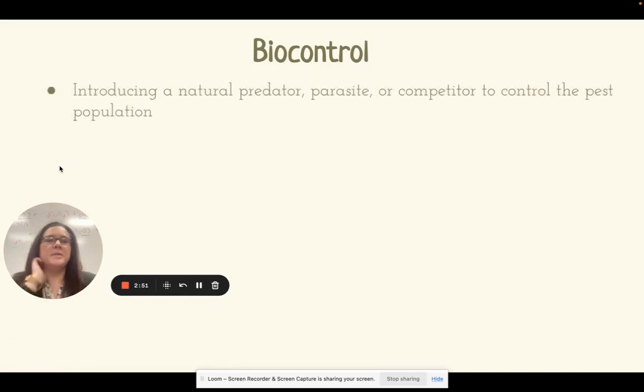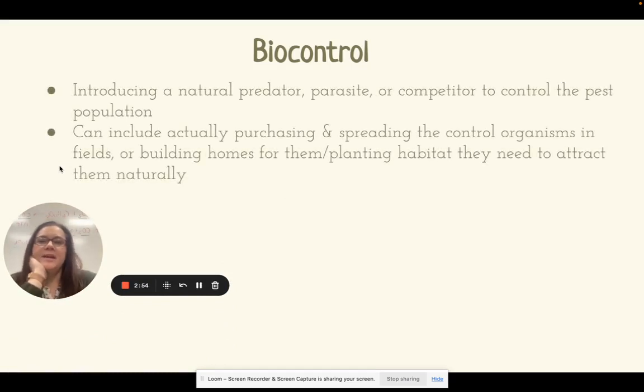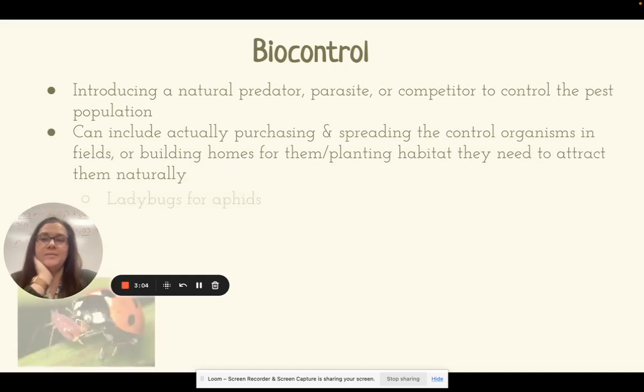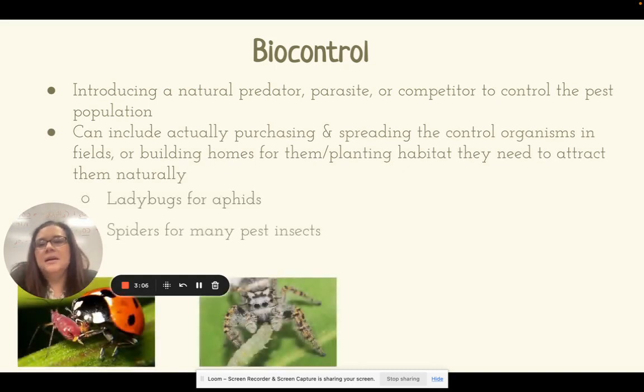All right, so let's talk a little bit about biocontrol. I mentioned some of it already. So this, like I mentioned, we're using a natural predator, parasite, or competitor, and we literally will purchase and release that organism into the area that we need them to attack. Common ones are ladybugs for aphids and spiders for lots of different pest insects.